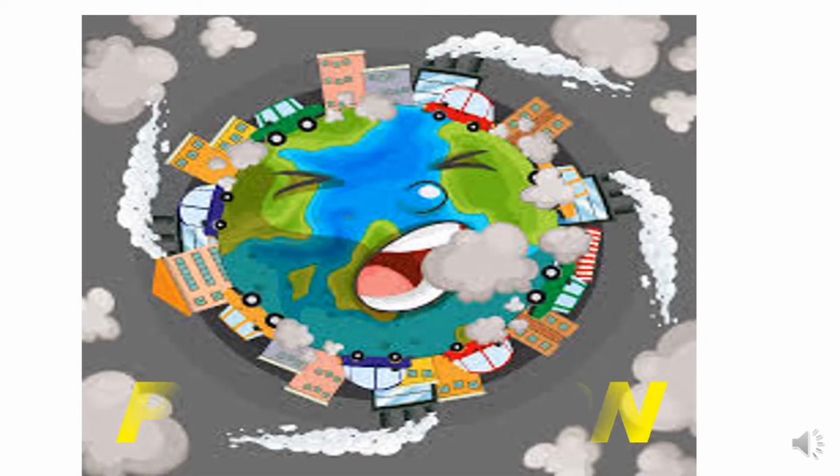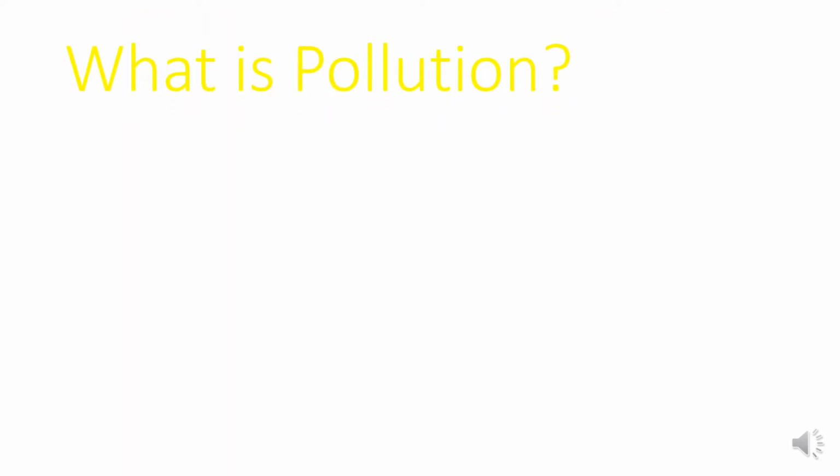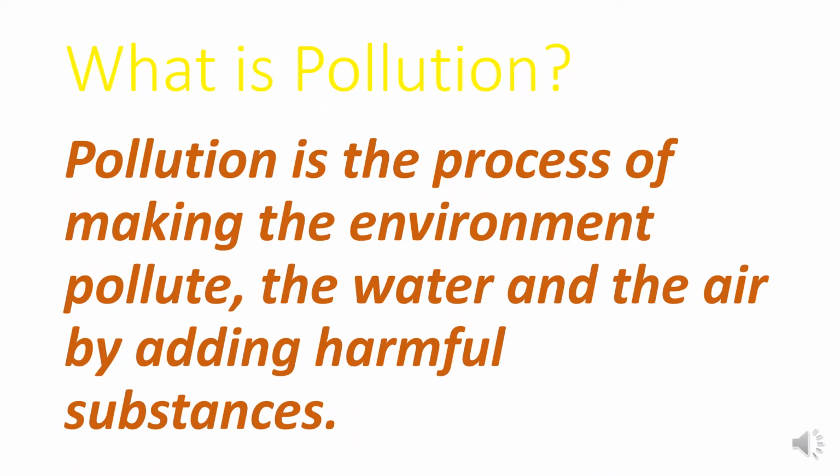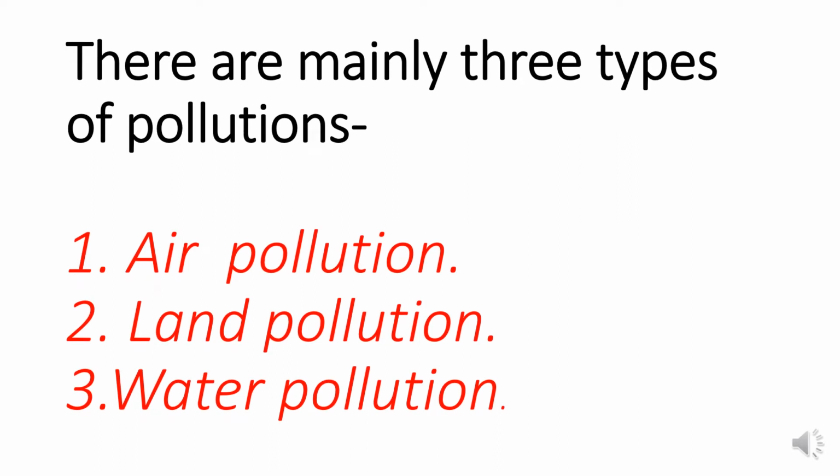Today's topic is pollution. So let's begin. What is pollution? Pollution is the process of making the environment polluted, the water and the air, by adding harmful substances. There are mainly three types of pollution: air pollution, land pollution, and water pollution.